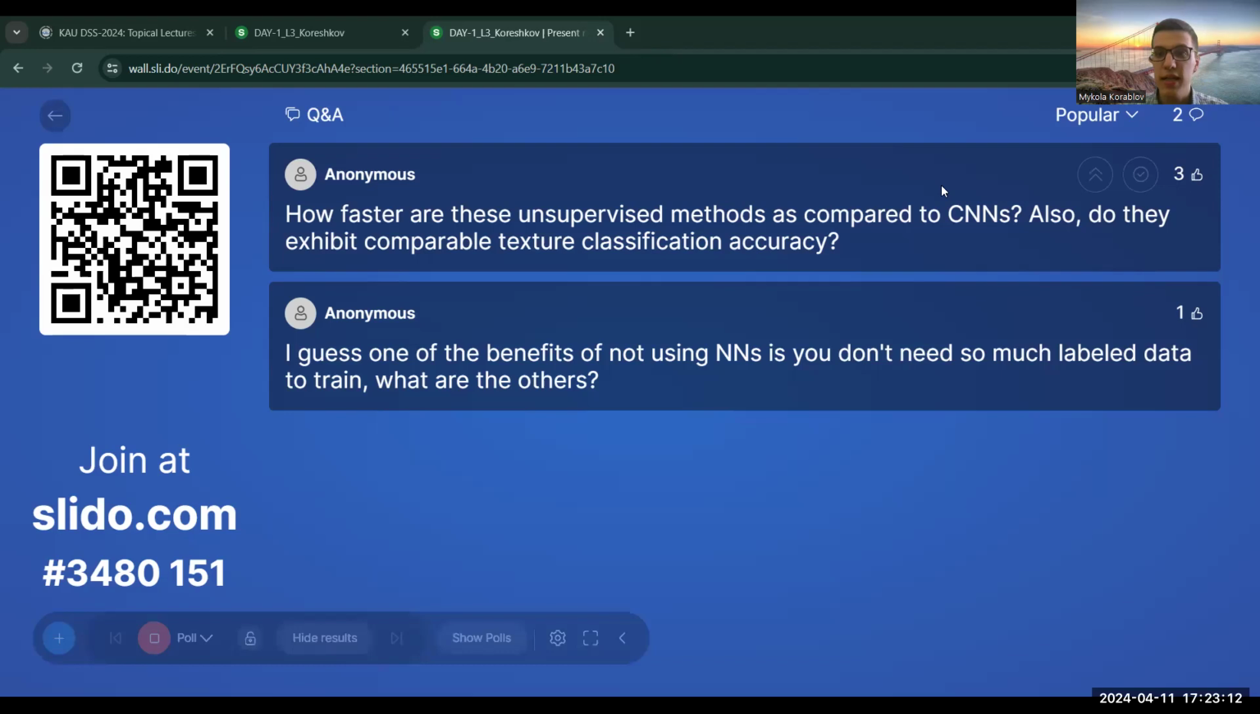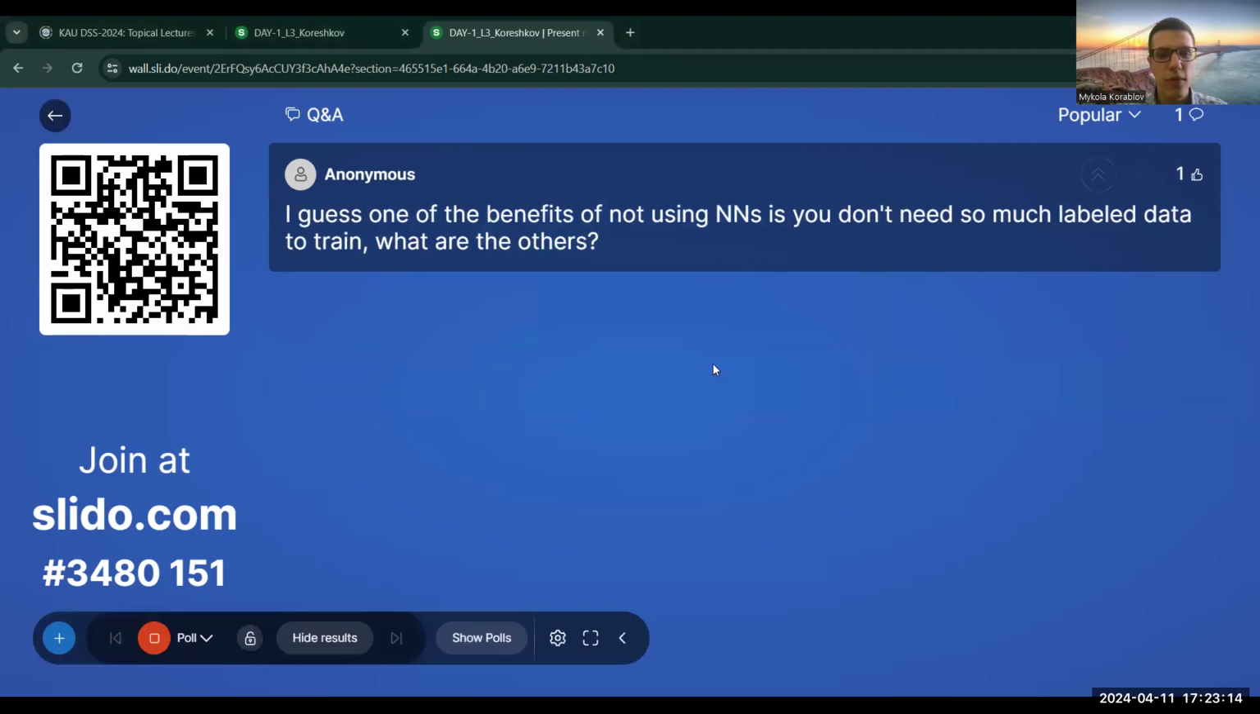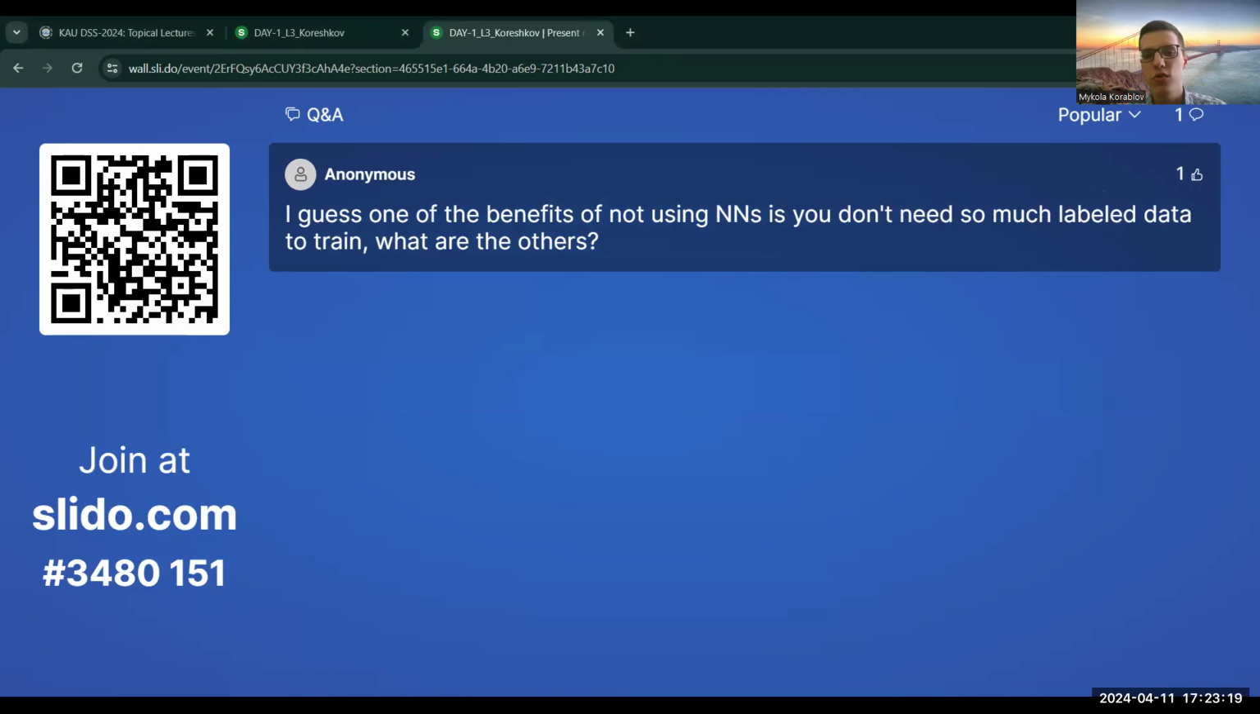Great. And the second question for you is, I guess one of the benefits of not using neural networks is you don't need so much labeled data to train. What are the others? You partially have answered this question, but I guess the part regarding the supervised learning approach.